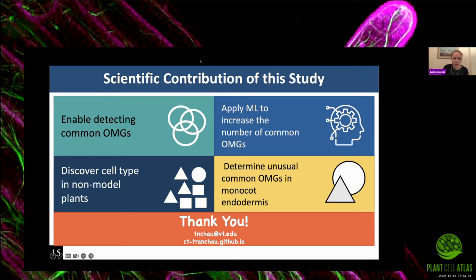Excellent. Whilst we wait for further questions from the audience, I will ask a question of my own. So the unusual endodermis OMGs, do you think that comes from the fact that maize and rice also have an additional barrier cell type, the exodermis? So can it be that some of the endodermal functions and typical marker genes are no longer in the endodermis in these species? Oh, thank you for the question.